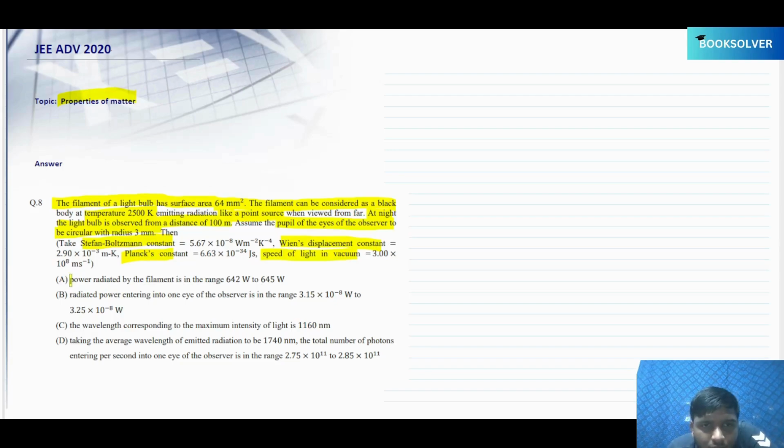So what we have to find first is the power radiated by the filament, then the radiated power entering into the eye, the wavelength corresponding to the maximum intensity, and, taking the average wavelength of the radiation to be this, what is the total number of photons entering per second? Okay, so let's start the question.